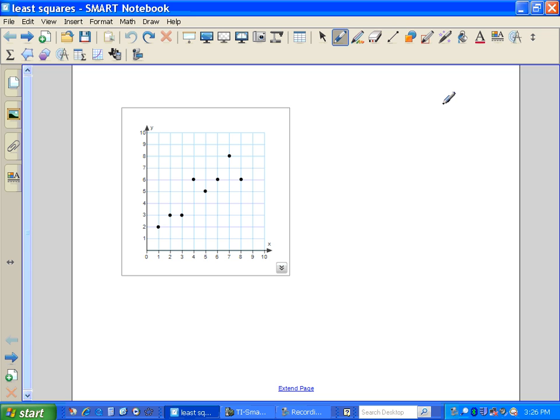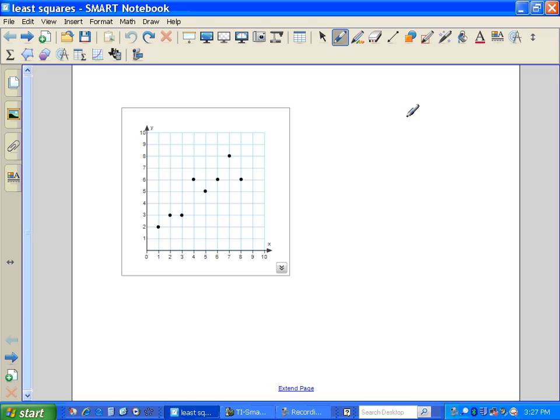Hello everyone. We've been working with scatter plots and data and talking about Spearman's and Pearson's rank correlation coefficient, and today's video is going to extend that to scatter plots and thinking about representing the scatter plots with a line, what we call a best fit line.